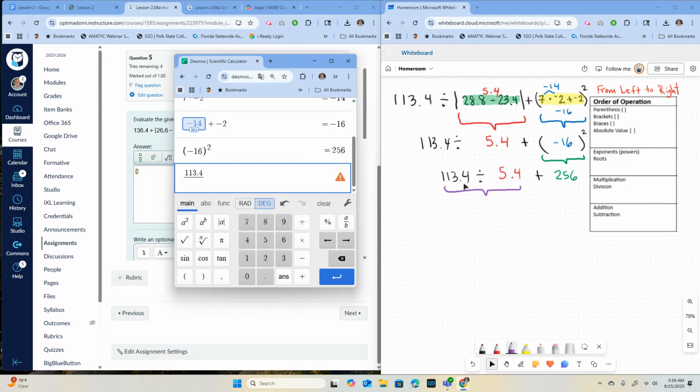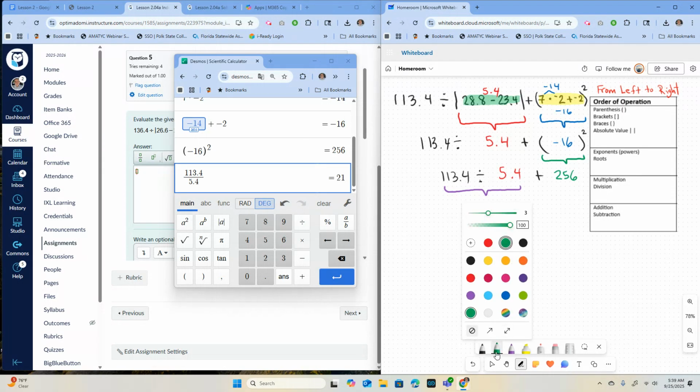You can see the calculator doesn't show you the division symbol like the line with the two dots. It shows it like a fraction. Get used to that because in algebra, divisions are written like fractions. And you can see I got 21. Okay, and then everything else that I haven't used, I'm gonna write it again.